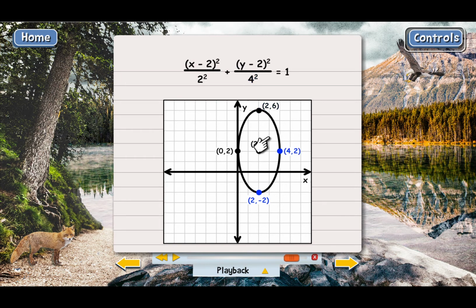And so with those 1, 2, 3, 4 points, with those 4 points, we connect those with a smooth curve, and that finishes the ellipse. And this is the answer to practice D.